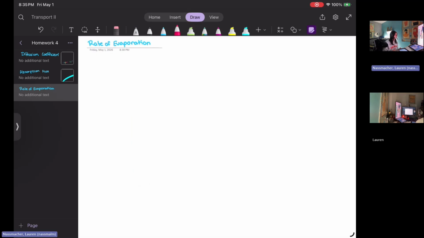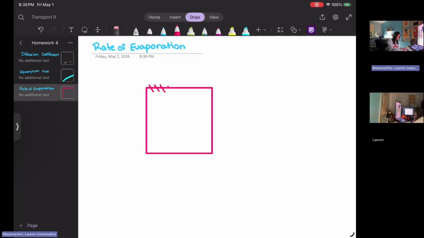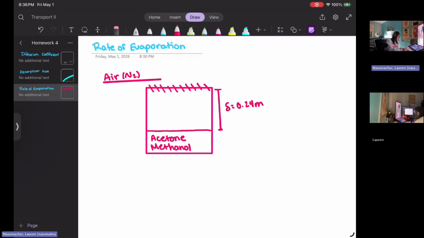Let's discuss how to find the rate of evaporation for a three-component system. For our three-component system, we'll have a Stefan tube, and the Stefan tube will have a mesh covering above, so that there's no pressure-driven flow. Inside, we have our acetone and our methanol, and above the Stefan tube, we have our air flowing, our N2. The thickness right here is equal to 0.24 meters.